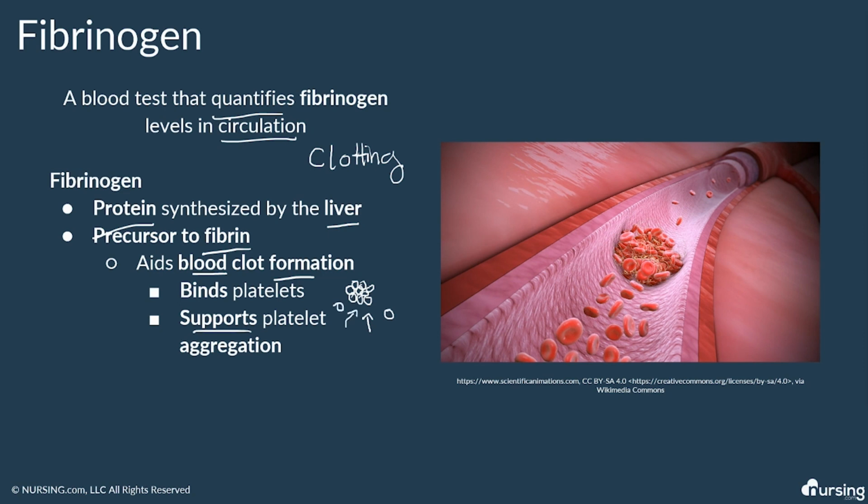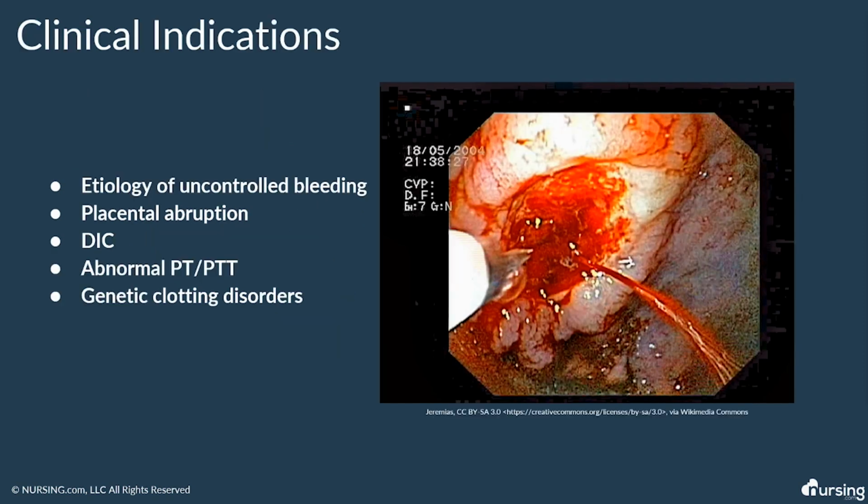That's called aggregation. And you can see here, that's evident. That fibrin clot is starting to accumulate, and fibrinogen is what starts that process. So some clinical indications of when we might take this test are when we're looking for the etiology of uncontrolled bleeding. Is there a problem in the clotting cascade? Could it be fibrinogen? Now, we would want to know which part of the clotting cascade, if something's missing, needs to be replaced.